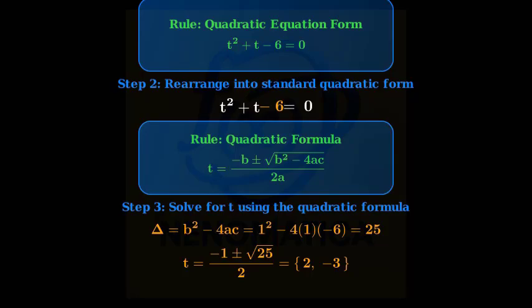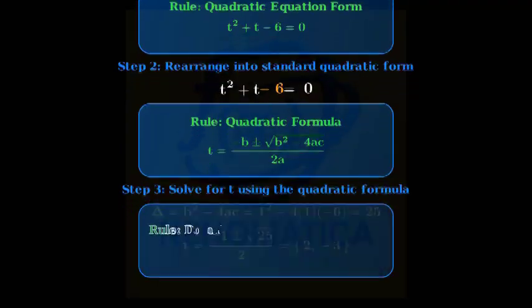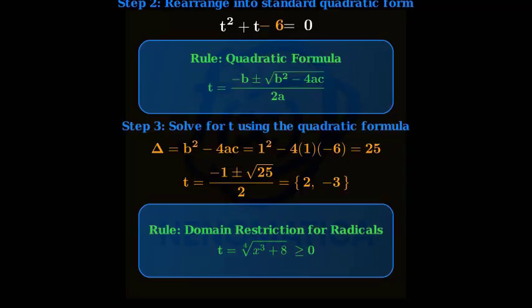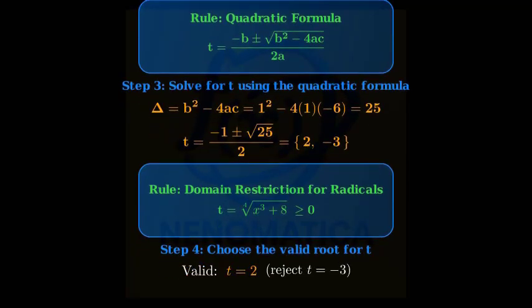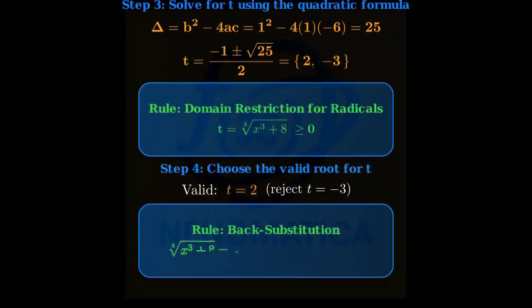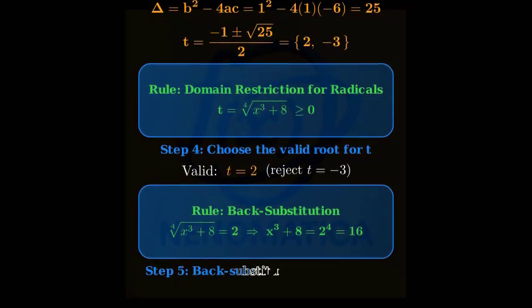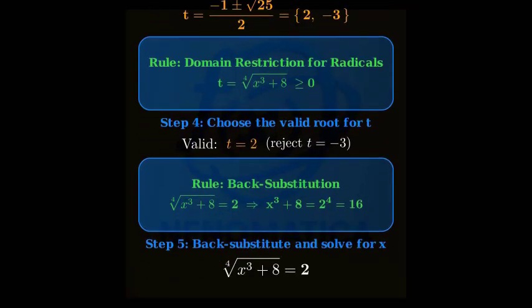Step 4. Apply the domain restriction for radicals. Since t equals the fourth root of x cubed plus 8, t must be non-negative. Show the rule box expressing t is greater than or equal to 0. Add the step title. Therefore, we keep t equals 2 and reject t equals negative 3. Step 5. Back substitute and solve for x. Show the back substitution rule box. Add the step title. Set the fourth root equal to 2, then raise both sides to the fourth power.